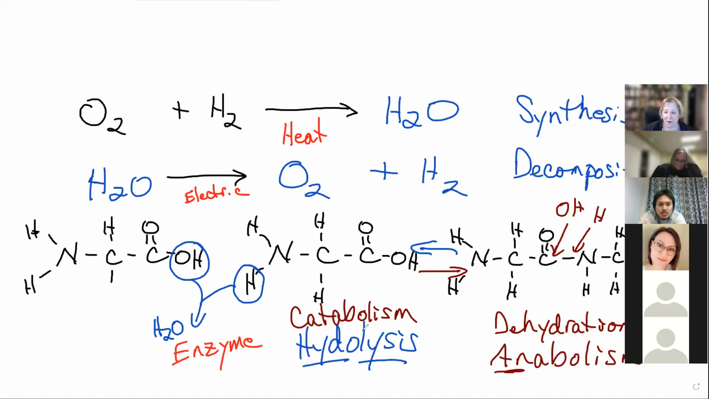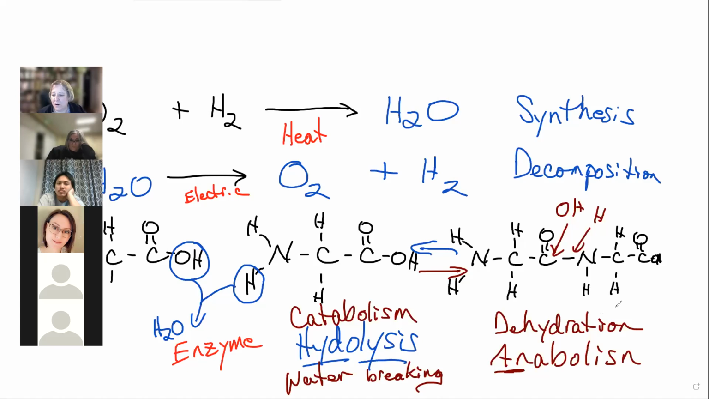Okay, how are we doing? So this is water breaking. And dehydration is a type of synthesis. So this is a type of synthesis. This is a type of decomposition. Okay, you doing all right?